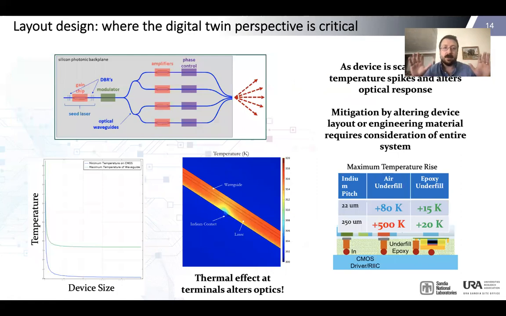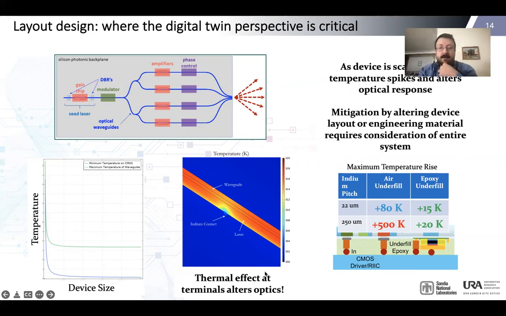Now let's zoom out and look at the device overall. There's a geometric question about where you're going to stick each one of these components on the device. And as you squeeze everything down to a smaller and smaller footprint, on the bottom left here, we see that as the device gets smaller, the temperature rises.